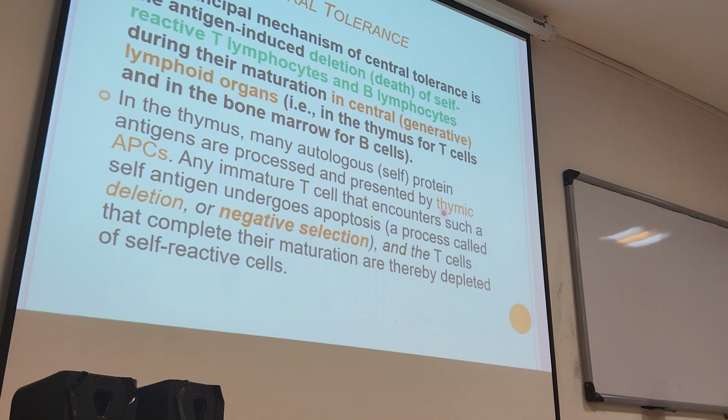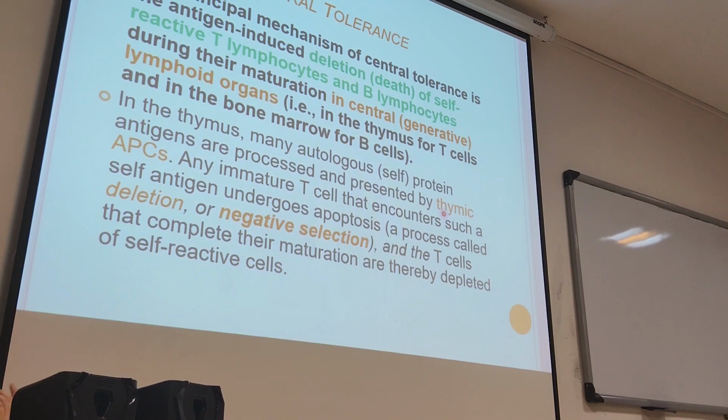And negative selection is about T cells or B cells which recognize self-antigens. They undergo apoptosis and it is called negative selection.